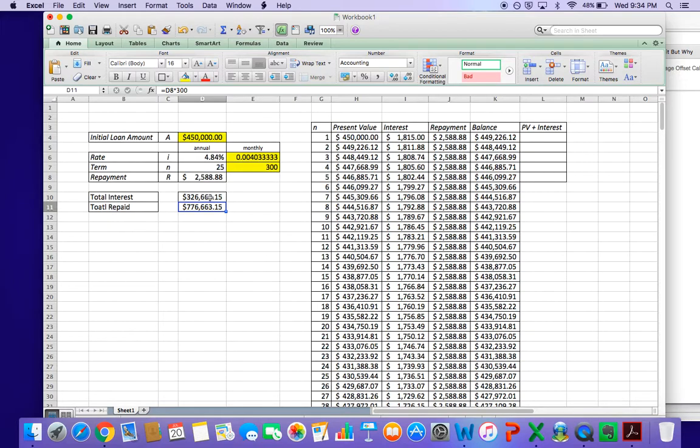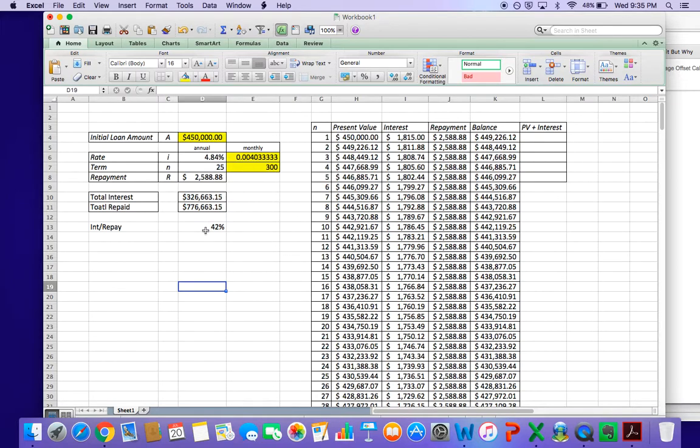So it's not quite 50%, but it's significant. In fact, if we just do a quick ratio calculation here: what proportion is the interest of the repayment? You can see it's 42%. So what that's saying is essentially your interest as a proportion of your repayments over the whole term of the loan is about 42%.